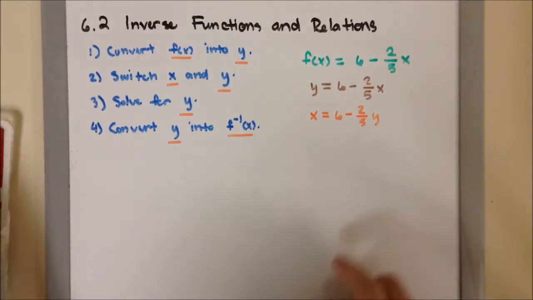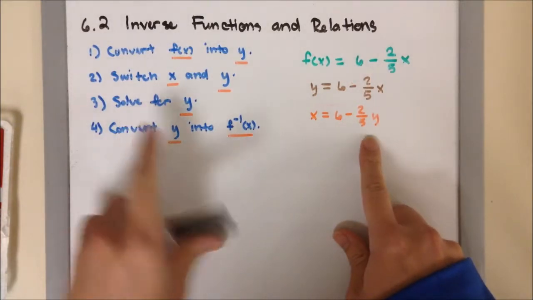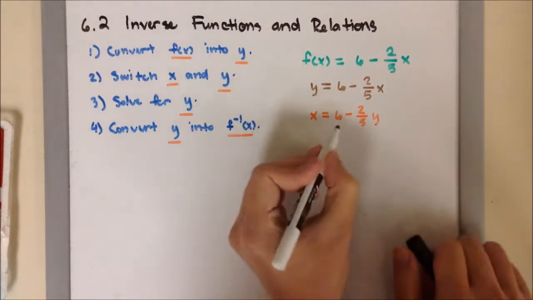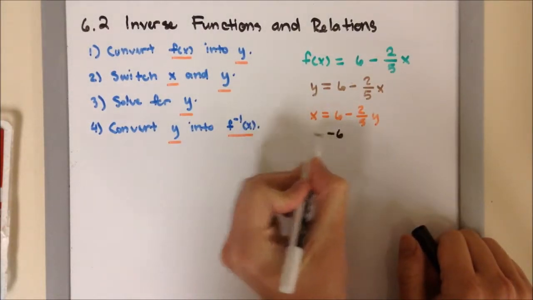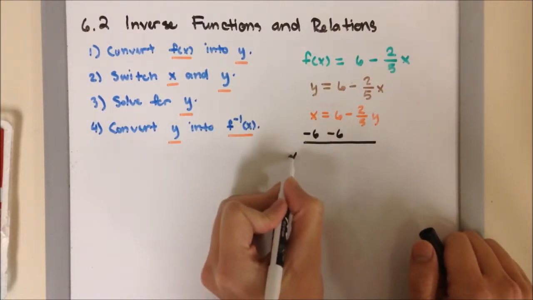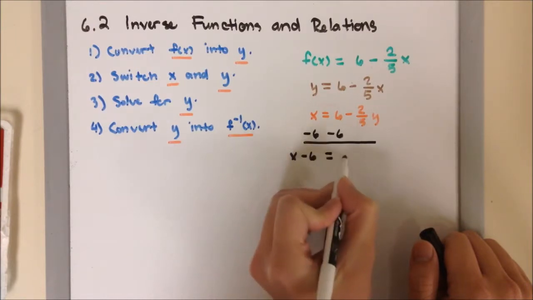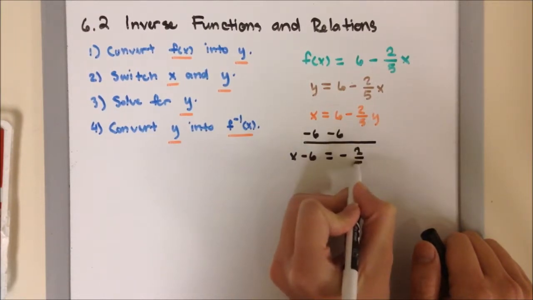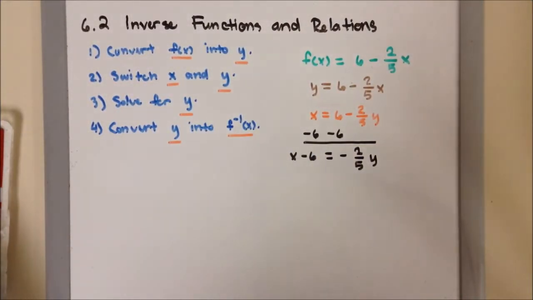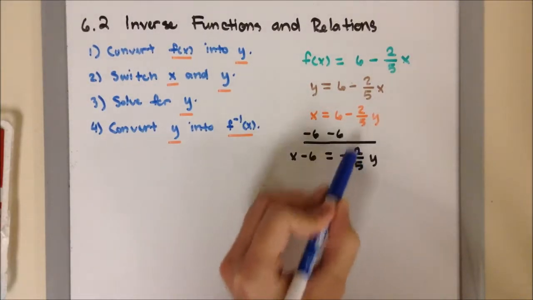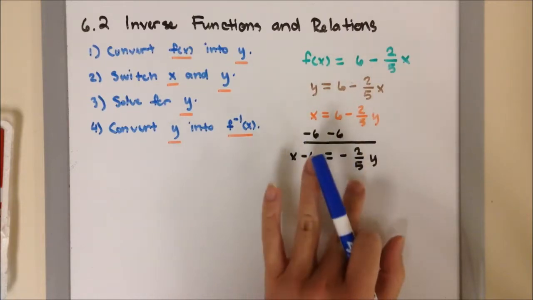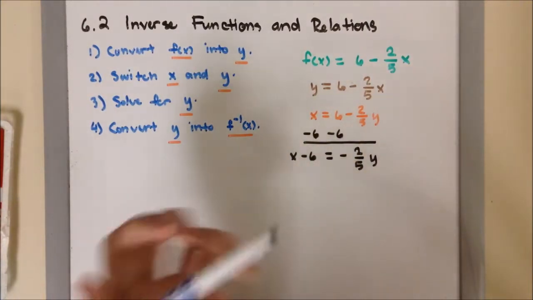Now from there, we're in step 3, solve for y. So in order to get -2 over 5y by itself, I have to cancel out the 6. So I'm going to subtract 6 on both sides. So on my left, I'm going to have x minus 6 equal to -2 over 5y. Now from there, since I have a fraction in front of the y, what I'm going to do is multiply both sides by the denominator so that I don't have a fraction anymore.